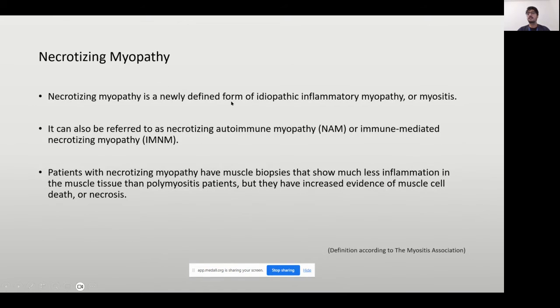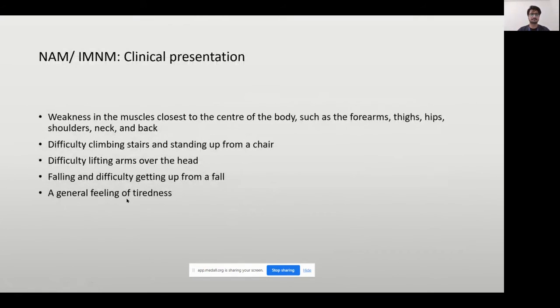So what is necrotizing myopathy? It's a newly defined form of idiopathic inflammatory myopathy or myositis. It can also be referred to as necrotizing autoimmune myopathy. What happens in these is that muscle biopsy shows much less inflammation in the muscle tissue than in polymyositis patients, but they have increased evidence of muscle cell death, or necrosis. Now, what are the causes of necrotizing myopathy?